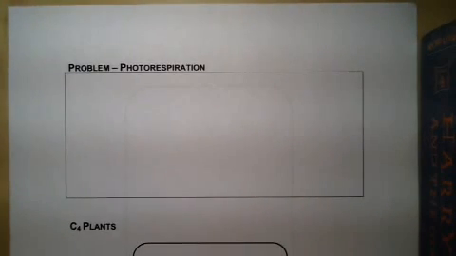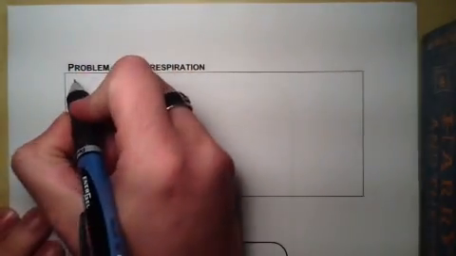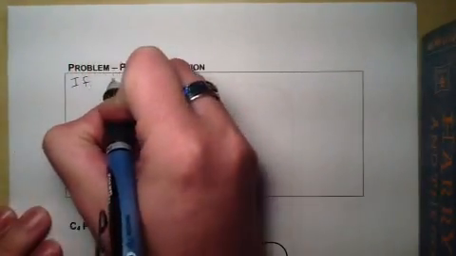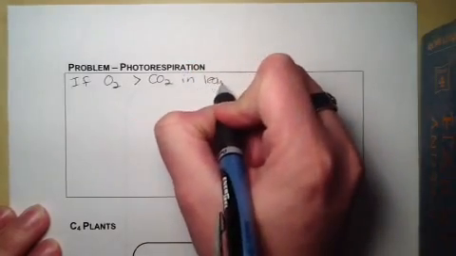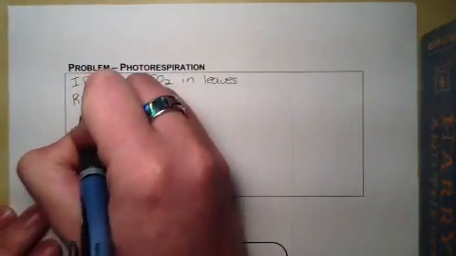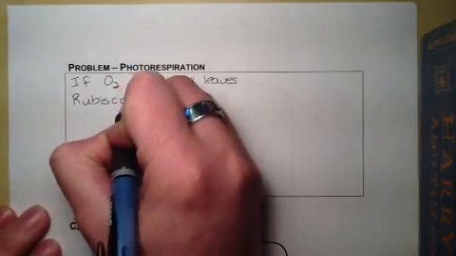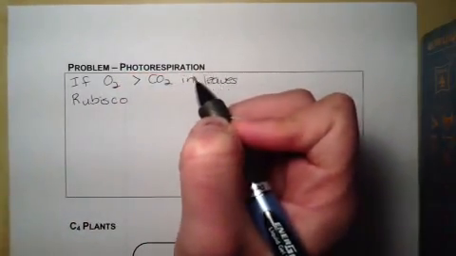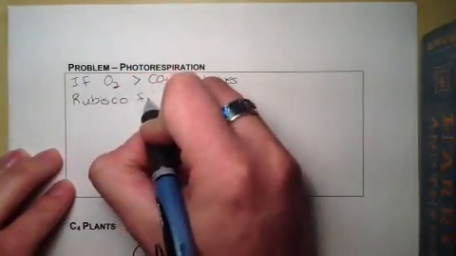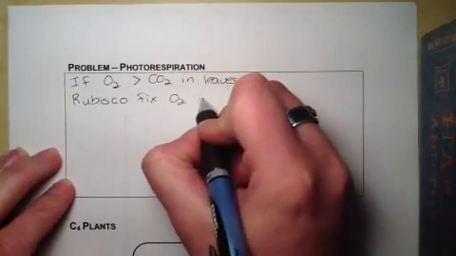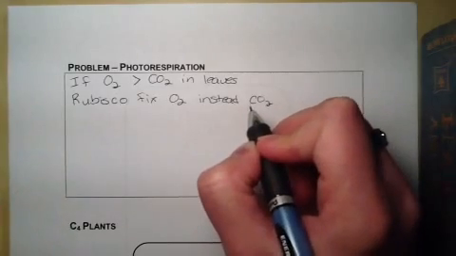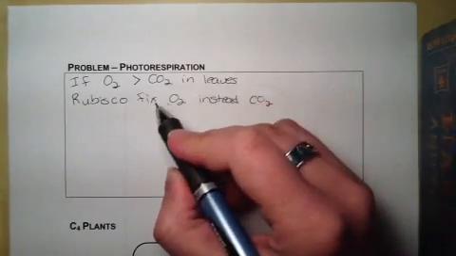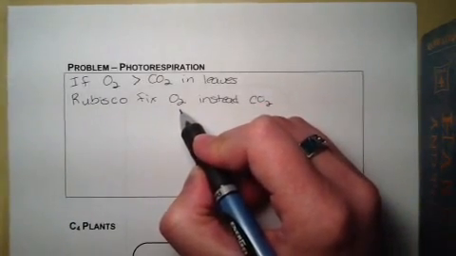All right, so we're going to talk a little bit about problems with photosynthesis that plants have and how they can overcome those problems. So what happens is if oxygen is greater than CO2 in the leaves, then rubisco, remember that's the enzyme that binds RuBP to carbon dioxide at the beginning of the Calvin cycle, will fix oxygen instead of carbon dioxide. Rubisco is not a very good enzyme in that sense because its active site isn't specific to just carbon dioxide. It can also use oxygen in its active site. Not a very good one.